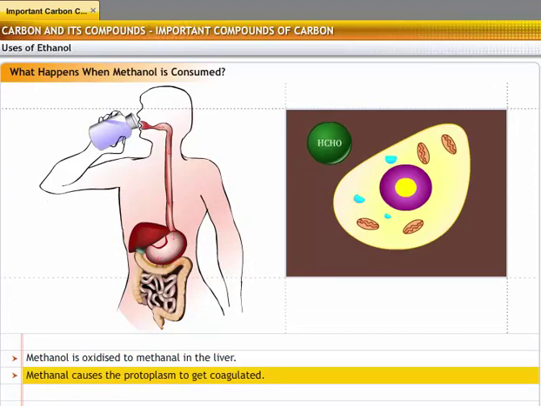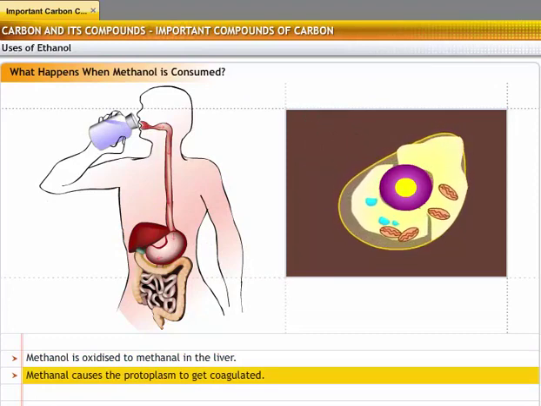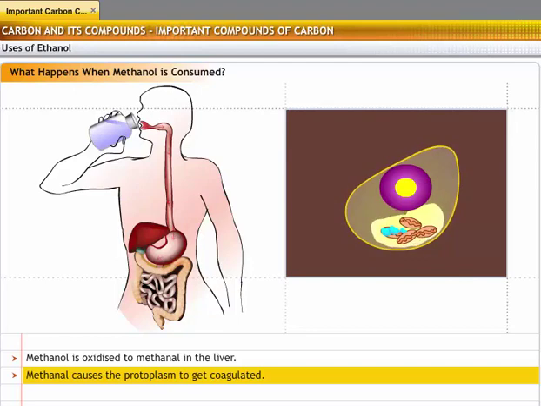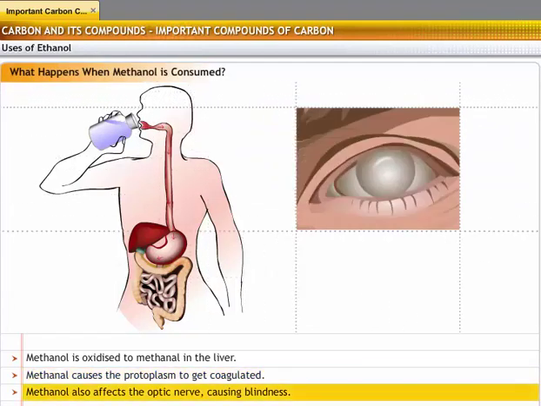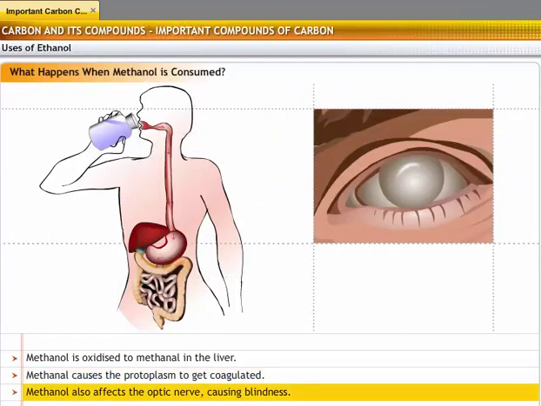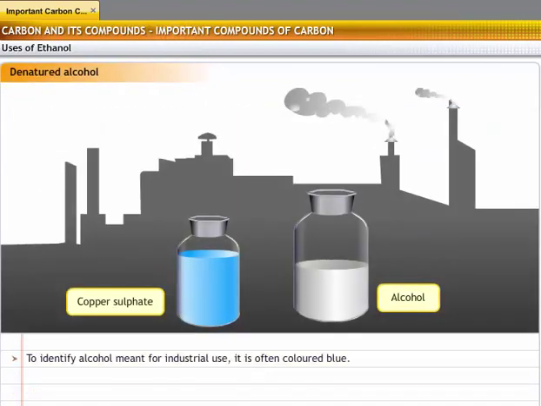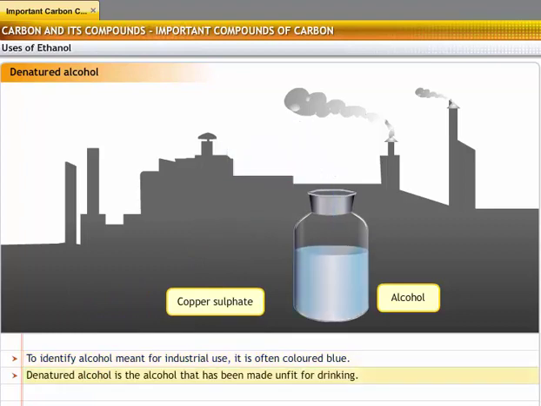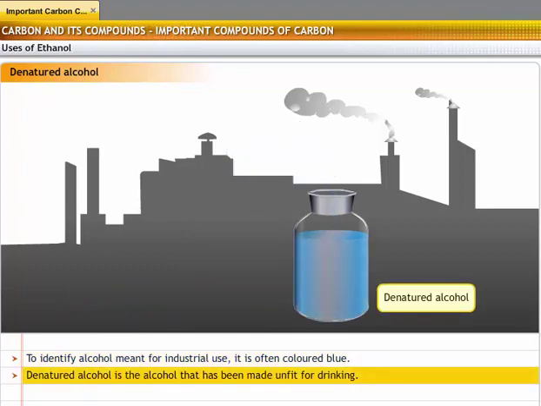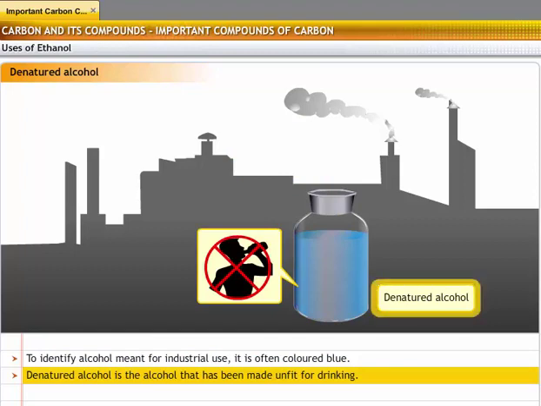Methanal reacts rapidly with the components of cells, causing the protoplasm of the cells to coagulate. Methanol also affects the optic nerve, causing blindness. To identify alcohol meant for industrial use, it is often colored blue by adding substances like copper sulfate. Clearly identifiable alcohol that has been made unfit for drinking is called denatured alcohol. The word denatured implies the removal of its usefulness as a beverage.